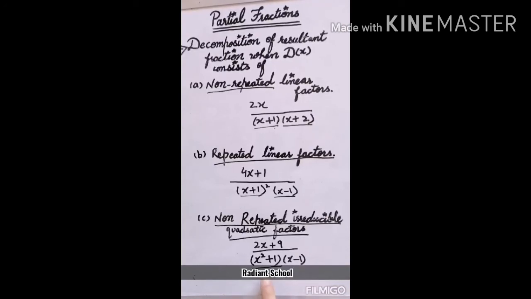It is a non-repeating and irreducible quadratic factor, or any of the other factors can be linear. At least one factor of this type must be there. All remaining factors may be linear, or of this same type. So this type of fraction you can convert into a partial fraction.